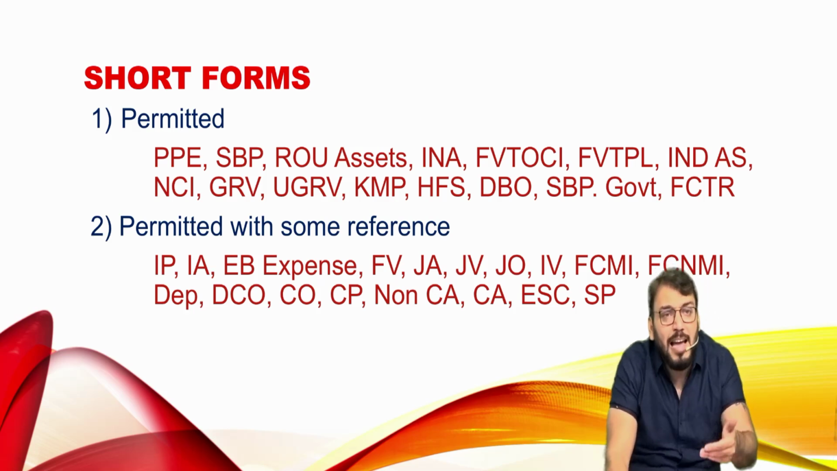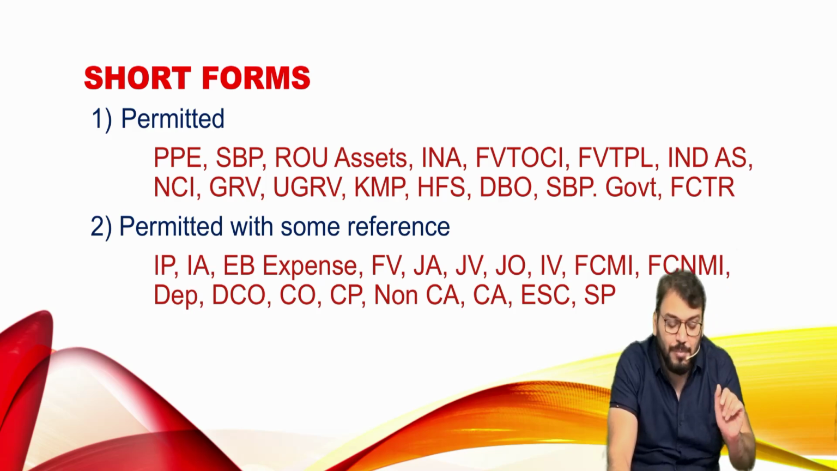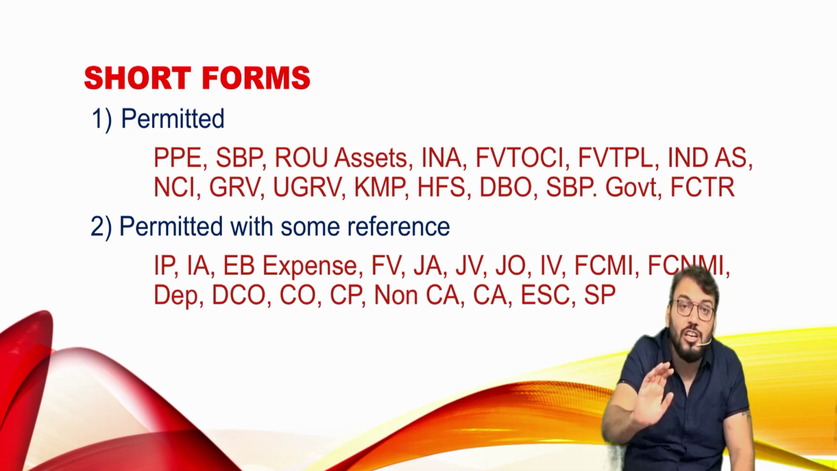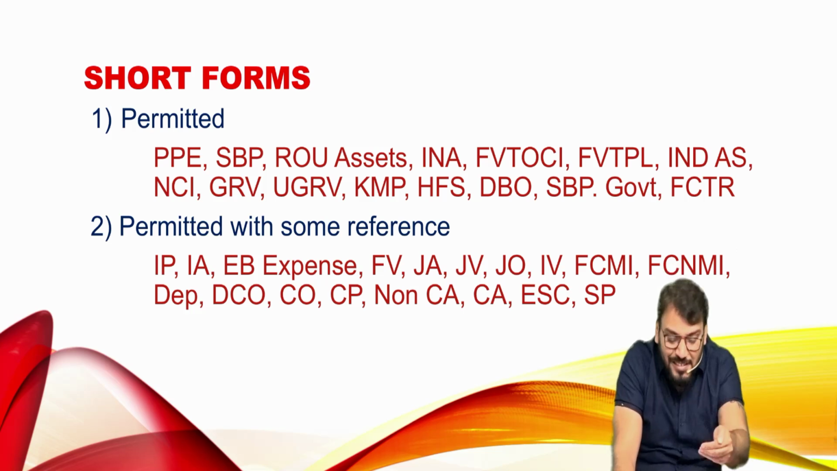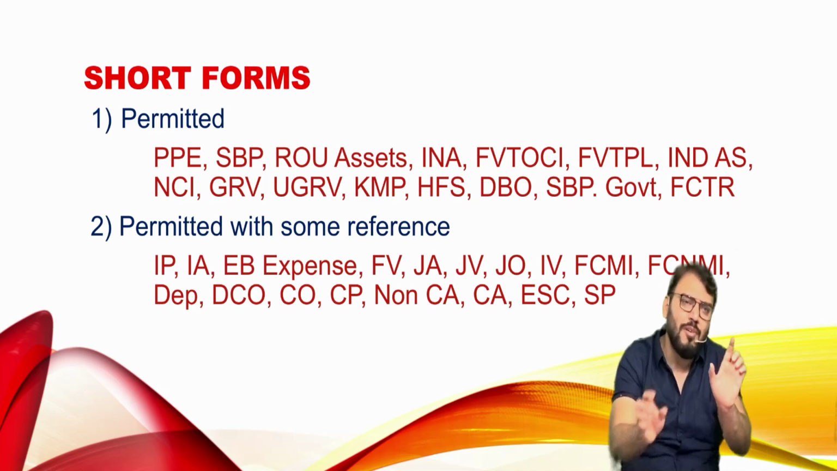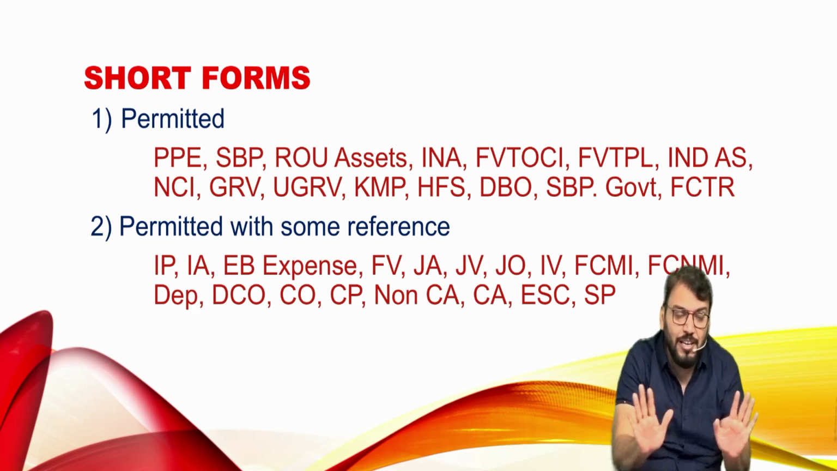Correct? For example, IP, investment property, for that one time reference is required. Intangible asset, IA; fair value, FV; joint arrangement, joint venture, joint operation; FCMI, foreign currency monetary item; foreign currency non-monetary item; non-current asset, non-CA; current asset, CA; securities premium, SP; equity share capital, ESC. One time you write it down, then you just start repeating that. Understood? I hope you have understood.